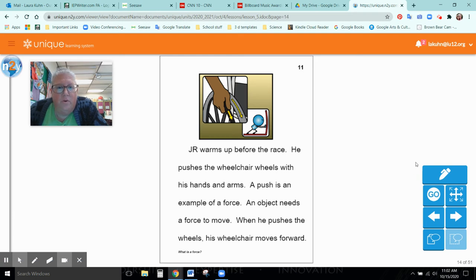JR warms up before the race. He pushes the wheelchair wheels with his hands and arms. A push is an example of force. An object needs a force to move. When he pushes the wheels, his wheelchair moves forward. What is force? Force is what an object needs to move.